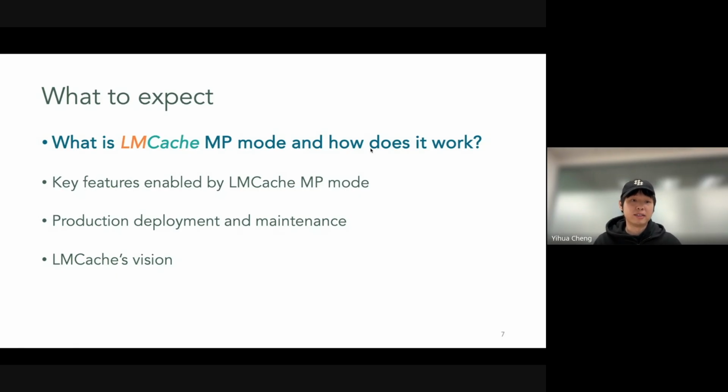The remaining part of my talk will have the following items. First of all, a somewhat technical explanation of what the LMCache multiprocess mode is and how it really works, and how it achieves better performance. Second, I will go through a list of very interesting, very cool features enabled by employing this multiprocess architecture. The third thing, which is also important, is how this MP mode helps production deployment and maintenance. And finally, I'm going to talk about the long-term vision of the LMCache project.